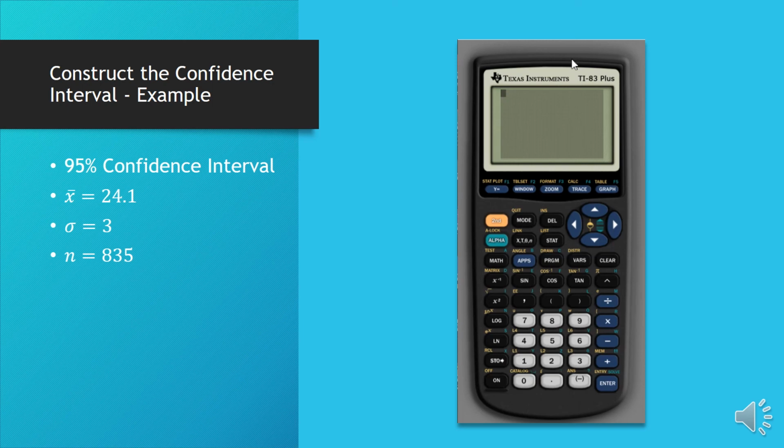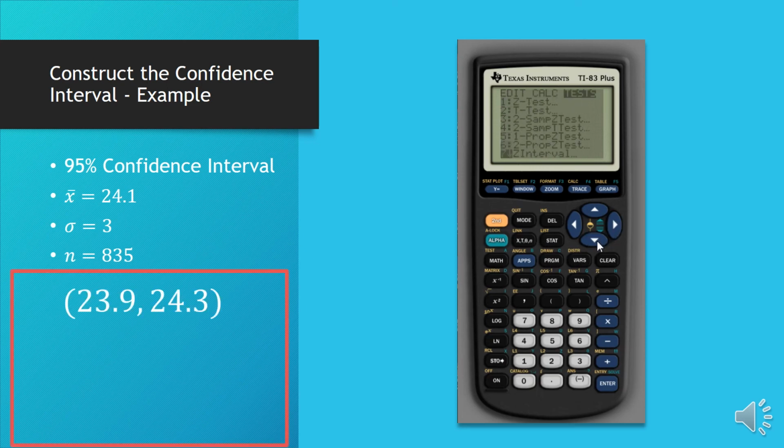It says Z interval 23.897, comma 24.303. And then it tells you the sample mean and the sample size. And if you recall, they told us to round to 1 decimal place. So that's going to tell us, there we go. There's our confidence interval, 23.9. And again, if you remember, this is the number of words per minute that a third grader can read. So this would be 23.9 words per minute to 24.3 words per minute.